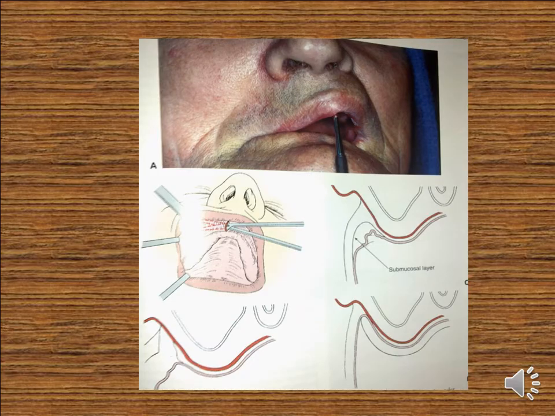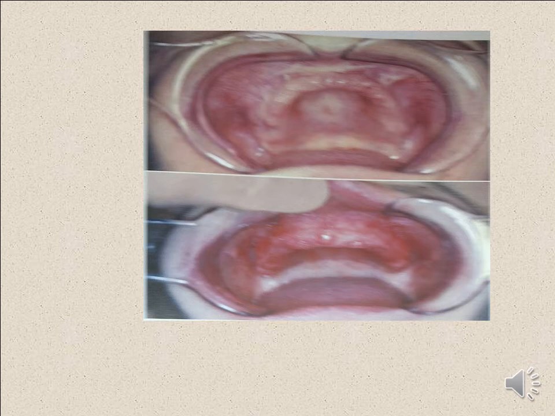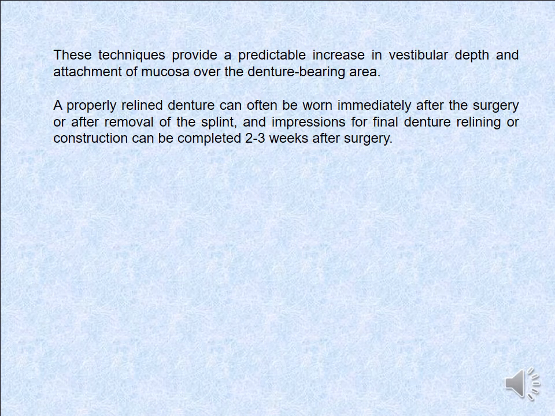This figure shows how we can perform a clinical examination of the upper lip by putting the dental mirror in and elevating it. If you can see enough soft tissue, you can proceed with reconstruction of the soft tissue of the maxilla. This figure shows taking tissue from the upper lip to cover the mucosa of the maxilla and deepening of the vestibule. This technique provides a predictable increase in vestibular depth and attachment of mucosa over the denture-bearing area.